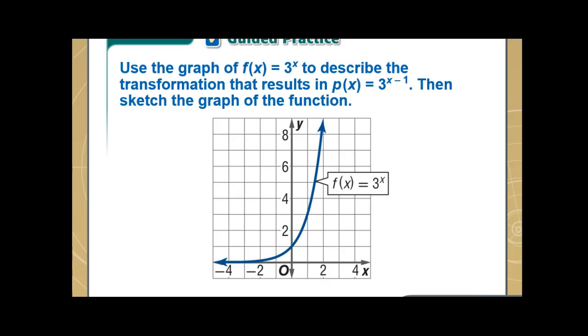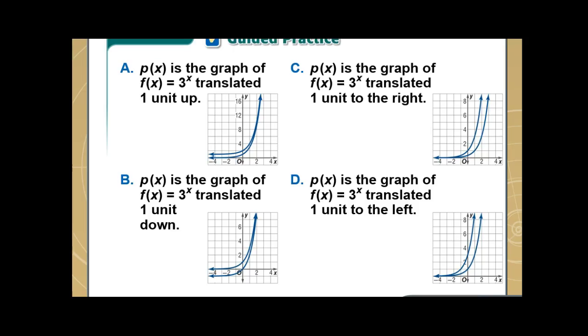So here's an example for you to look at. We have f of x equal to 3 to the x power, and you want to figure out what p of x would be when it's 3 taken to the x minus 1 power. And here are your choices, so go ahead and take a look at those and see if you can figure out which one it would be.